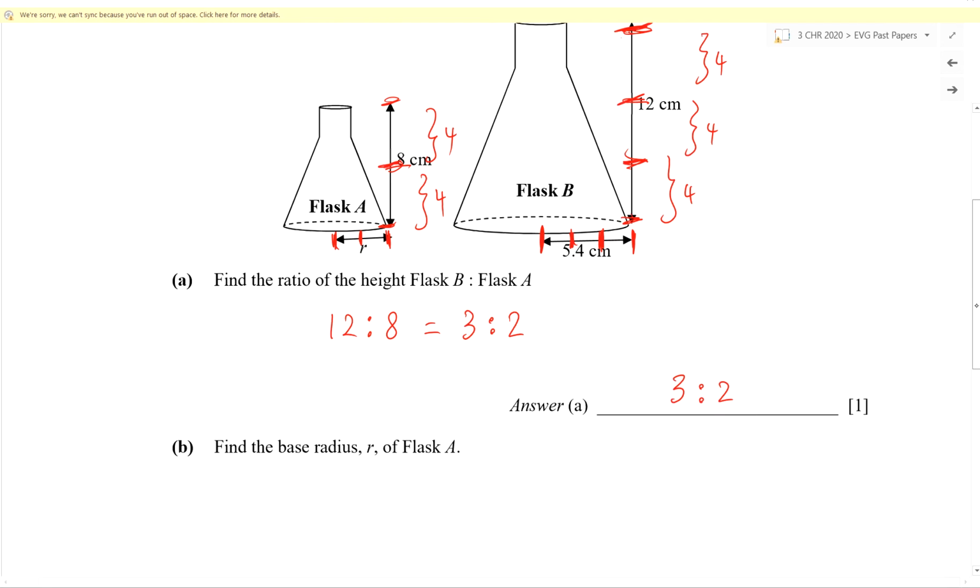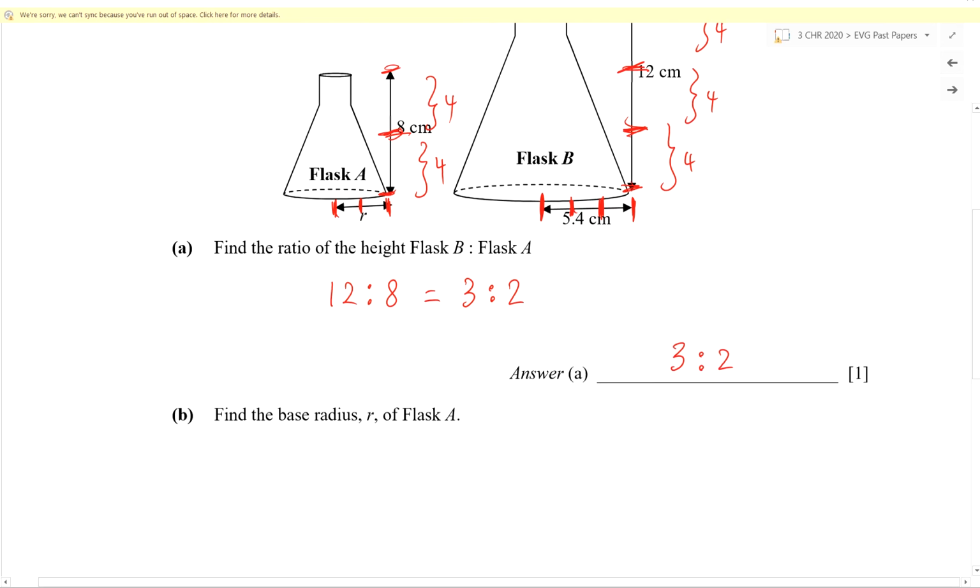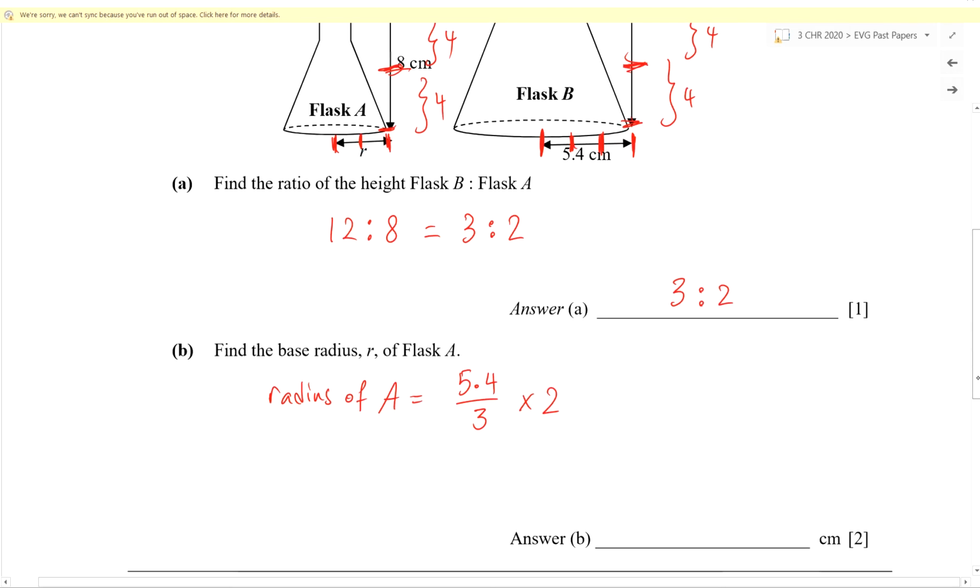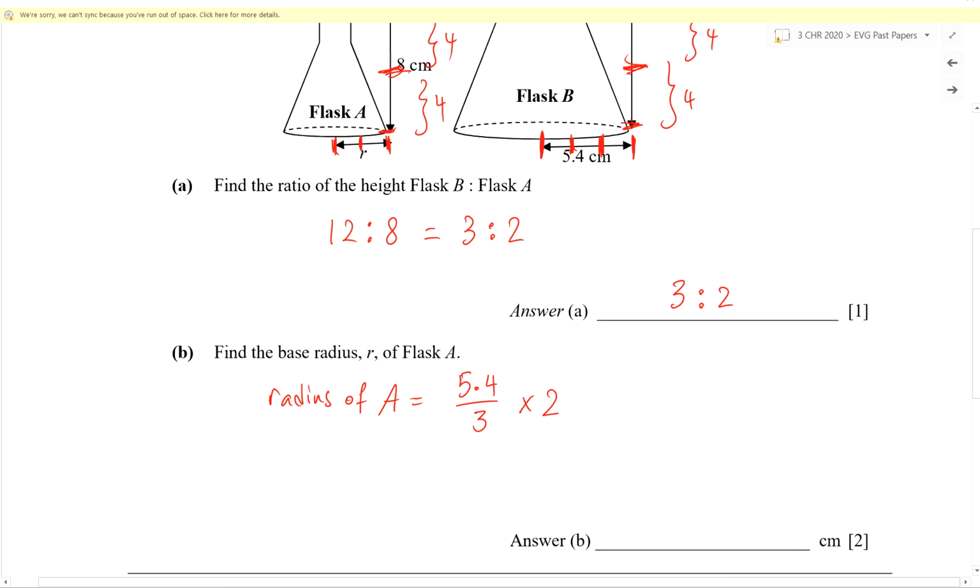Okay, so we can do it in a few different ways. By drawing the diagram like this, I know that the radius is going to be 5.4 divided by 3 parts, then I multiply by 2 parts. Can you see that from the diagram? Okay, so 5.4 over 3 times 2. Times 2, yep. 3.6 cm.